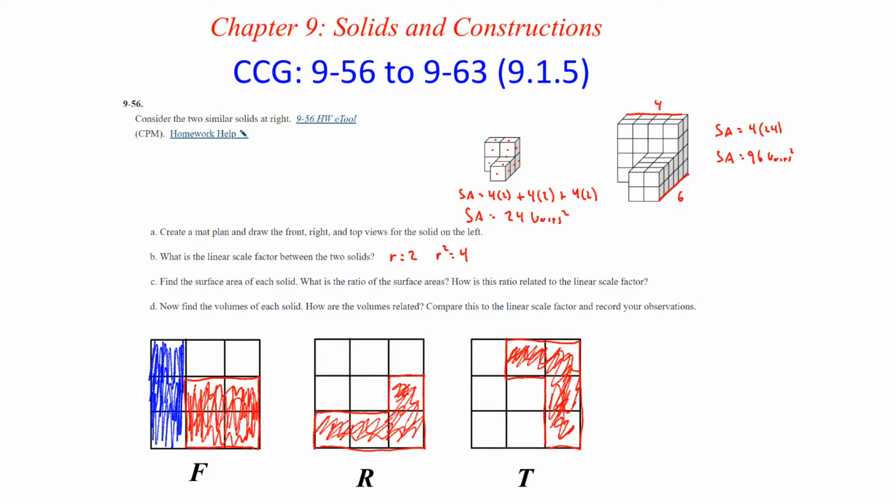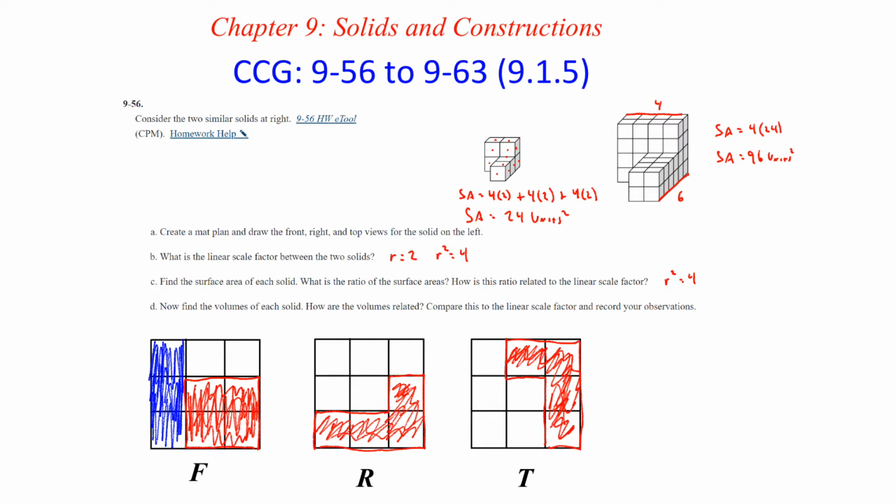How is the ratio related to the linear scale factor? Well, that ratio, 96 divided by 24, is equal to 4, which we already said. So r squared is going to represent your ratio of the surface area. On part D, it says now find the volumes of each solid.